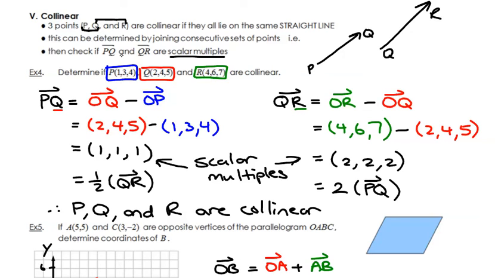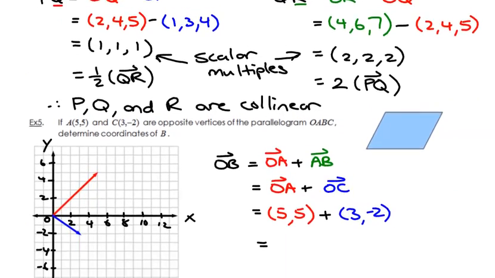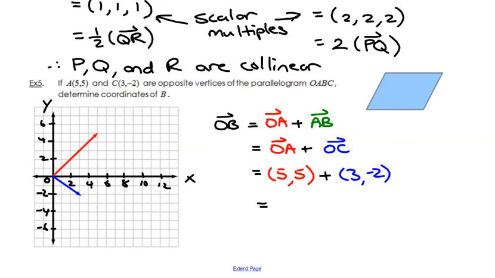Okay. The last question, example number 5. Okay, so they've given us A, which is 5, 5, and I have that right here. That's my A. Notice that I've already made my position vector. I have C, okay, which is at 3 and negative 2. That's this guy right here, position vector C.